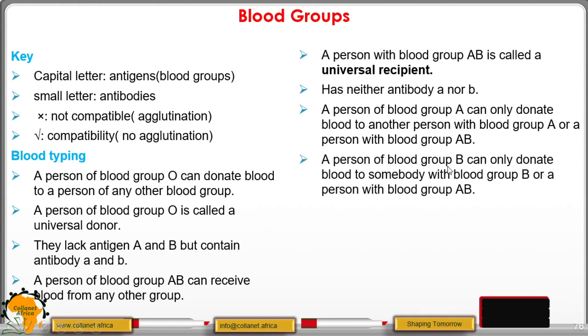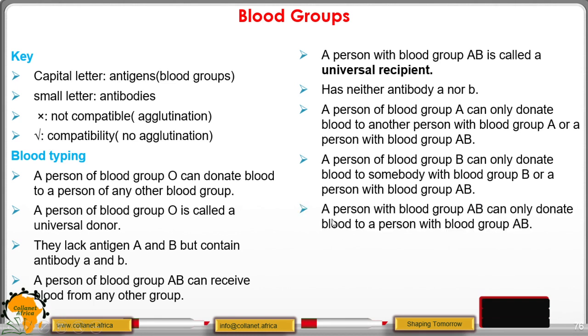A person of blood group B can only donate blood to somebody with blood group B or blood group AB. A person with blood group AB can only donate blood to a person with blood group AB.